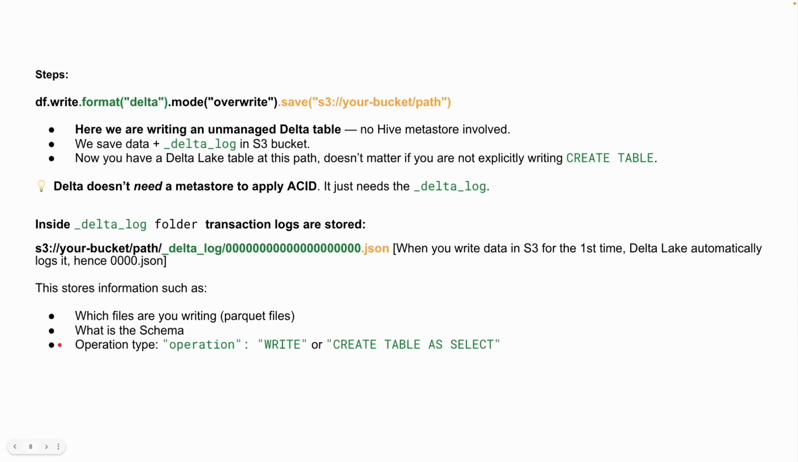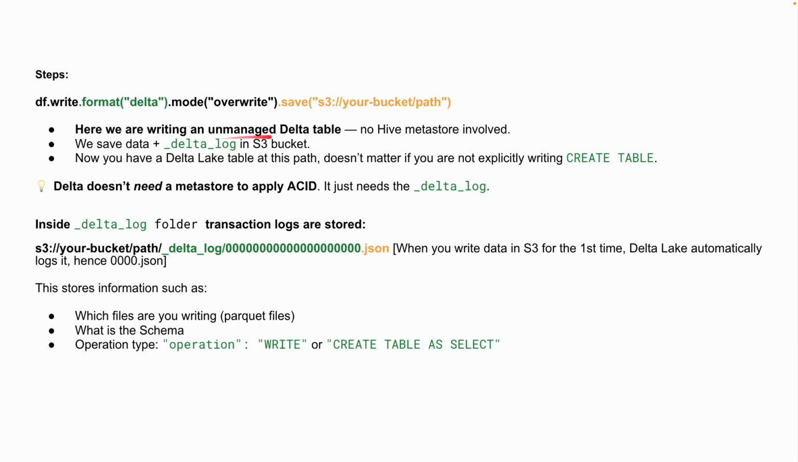Okay, so if we move forward. This is an important slide, and if you understand this slide, then the next couple of slides will be easy to understand. I hope you are also writing some notes. So what are we doing here? Let's suppose you want to write data in your S3 bucket. You are saying I want to write data in Delta format in this S3 path, and this is the mode, you are choosing mode overwrite.